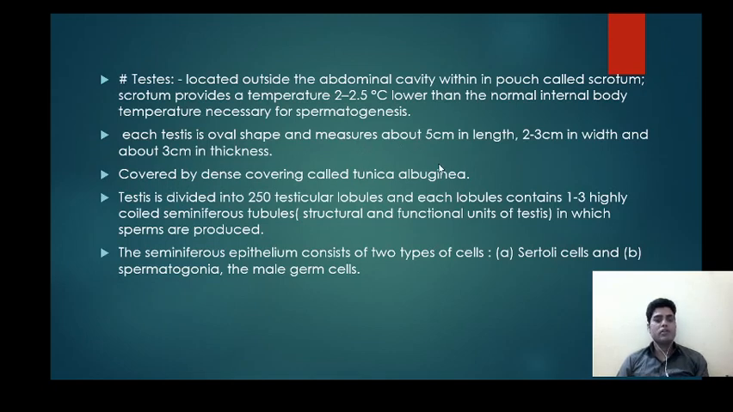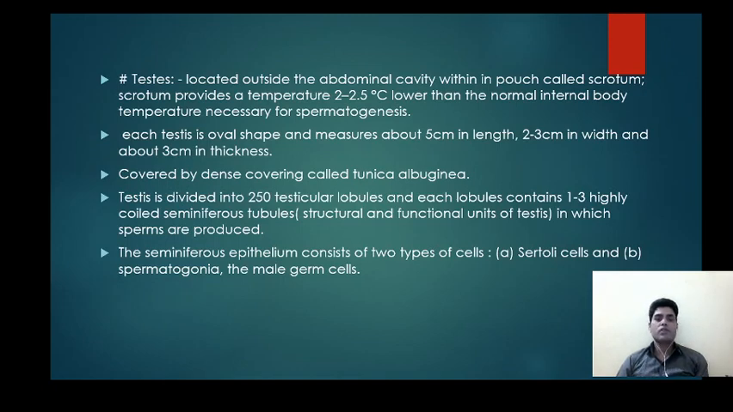Now we will study about the structure of the testis. The testis is oval in shape. It measures about 5 cm in length, 2 to 3 cm in width and about 3 cm in thickness. It is covered by a dense covering known as tunica albuginea. Testis consists of 250 testicular lobes, and each lobe contains 1 to 3 highly coiled seminiferous tubules. These seminiferous tubules are also known as the structural and functional unit of the testis.